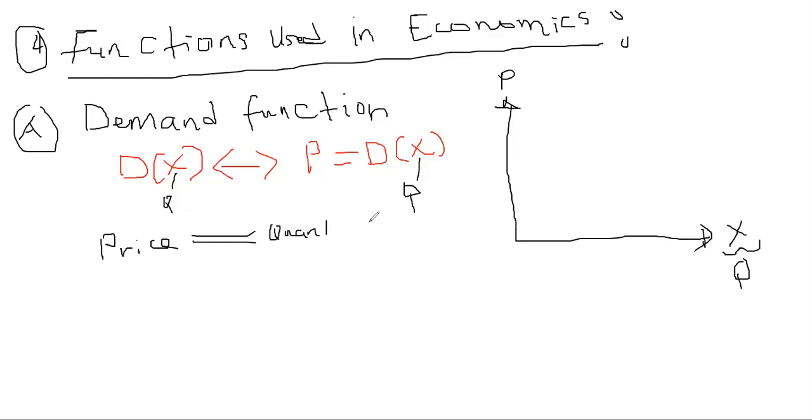So it shows price and quantity demanded. Some people use X or Q for quantity demanded. If you can see, it shows the relationship between price and the quantity demanded. So the question is, what kind of relationship do we have between price and quantity demanded?